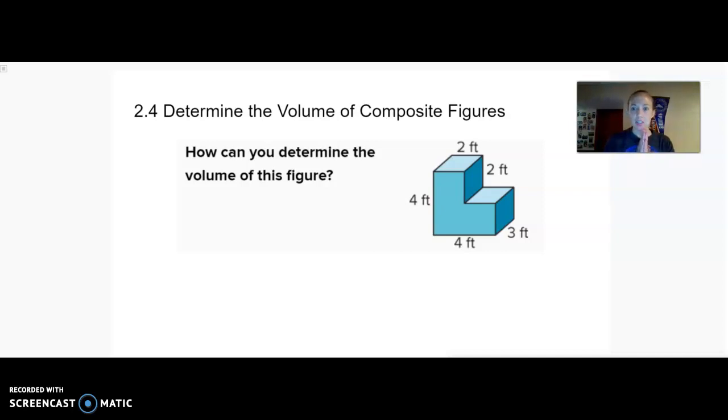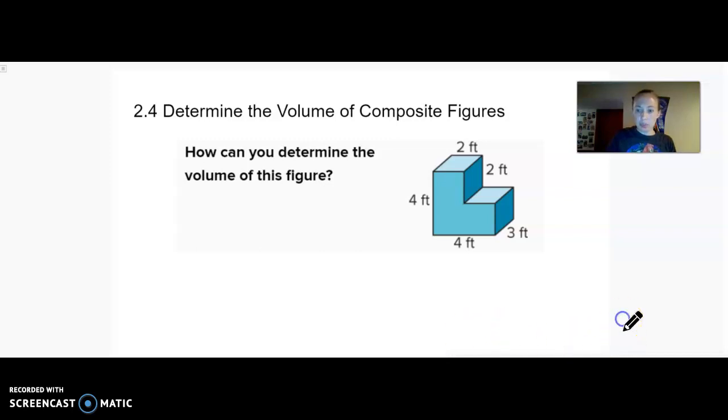All right, my friends, continuing on with volume, these ones are even more exciting because they're called composite figures. They're multiple rectangular prisms stuck together. So then we are going to talk about how can we determine the volume of this figure. So don't get frustrated, stick with it, give it your best try, and ask for help if you need it. You can do it.